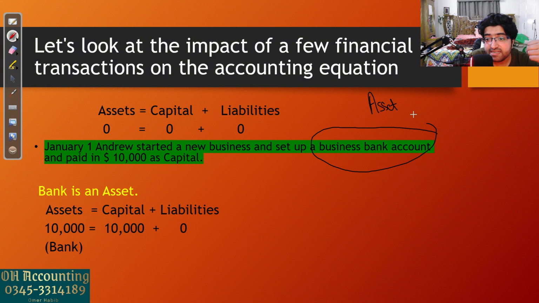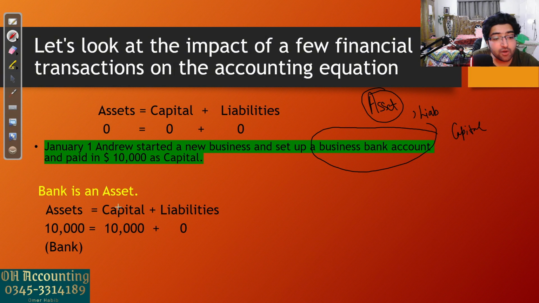Is it a liability? Or is it capital? Obviously, I have told you that the business bank account is also an asset of the business. So we will record this 10,000 on the asset side, and I've written in brackets bank so that we remember that this 10,000 is in your bank account.